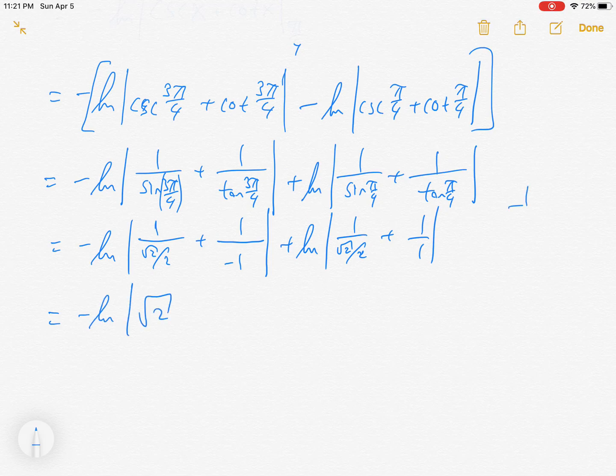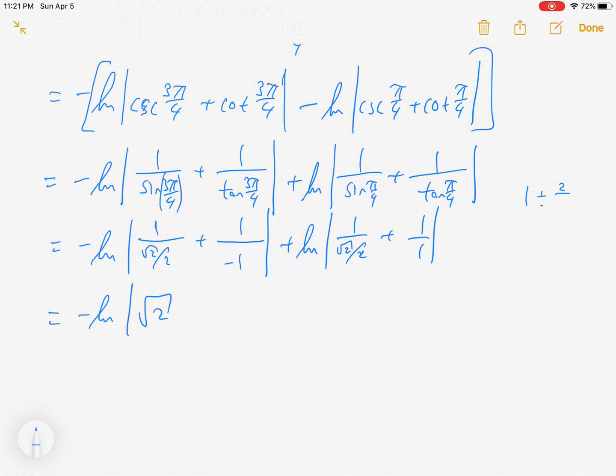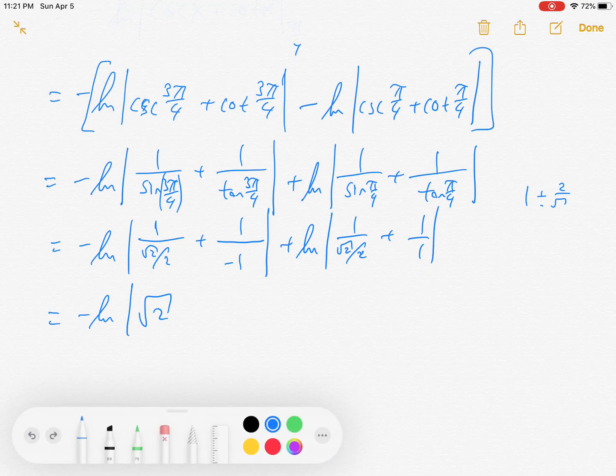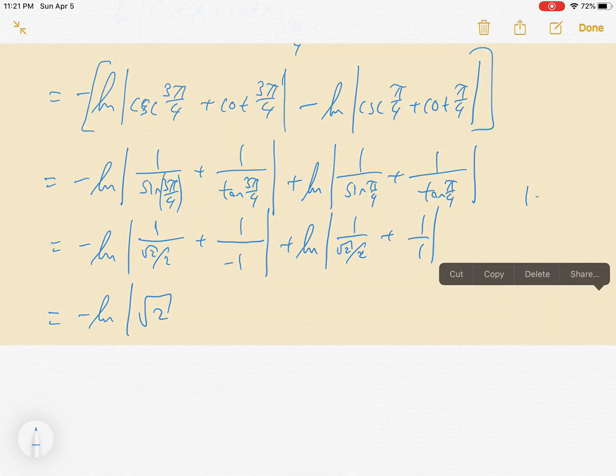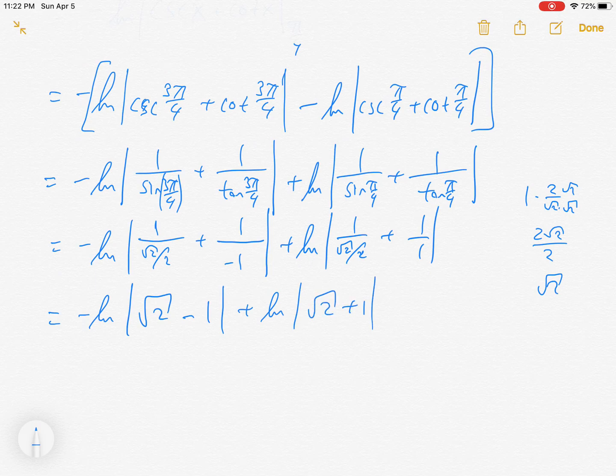Well, the reciprocal of square root of 2 over 2 is square root of 2. Check that if you want. So you can divide something by square root of 2 over 2. It's the same thing as multiplying by the reciprocal, which then you rationalize the denominator. You get 2 square root of 2 over 2. You get square root of 2. This becomes minus 1 plus, same thing over here.